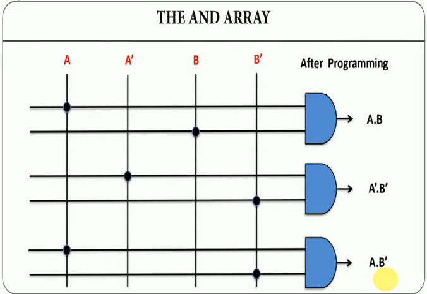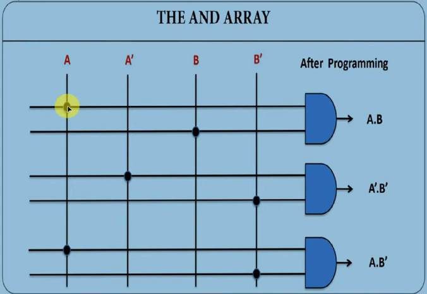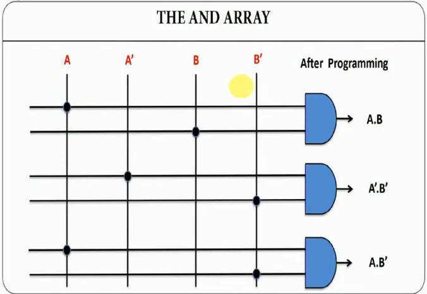After programming, this is the structure of AND array. For a dot b, we are putting the dot at a and b. For the a bar dot b bar equation, we are putting the dot at a bar and b bar. For the a dot b bar equation, we are putting the dot at a and b bar.